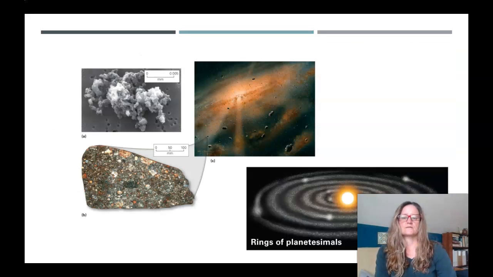The disk had lots of matter in it, and A and B here, those are meteorites. So the meteorites, they all kind of banged into each other, and those formed what we call the planetesimals.